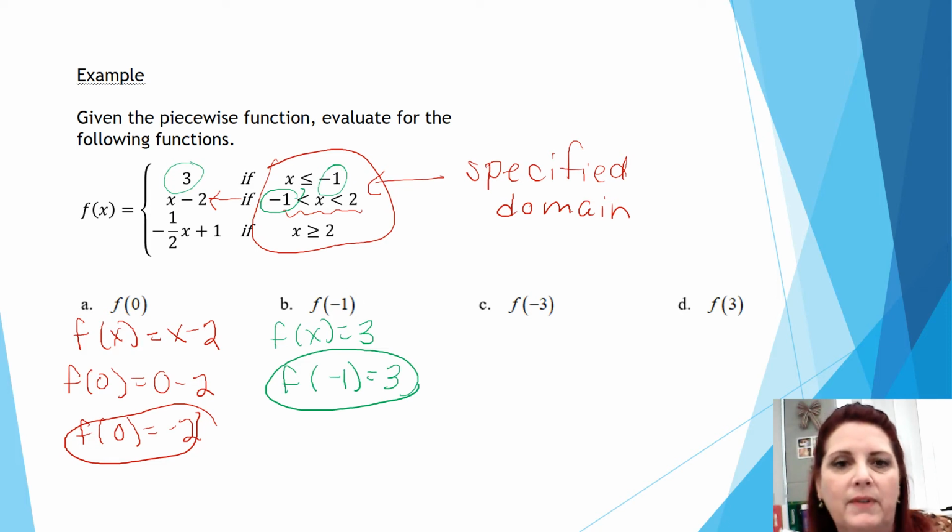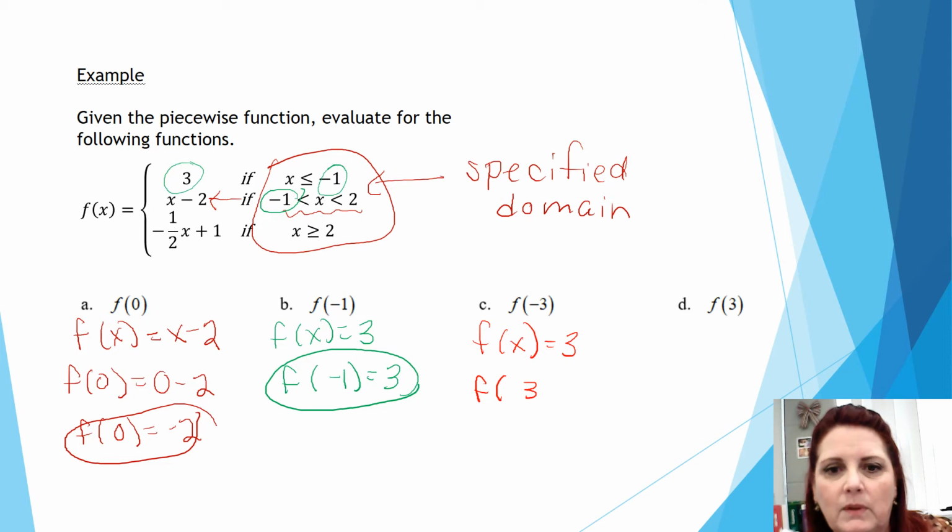So let's take a look at f of -3. So where does that fit? Well, it fits the same one because -3 is less than -1. So we're still going to use that f of x is equal to 3. So f of -3 is equal to 3.